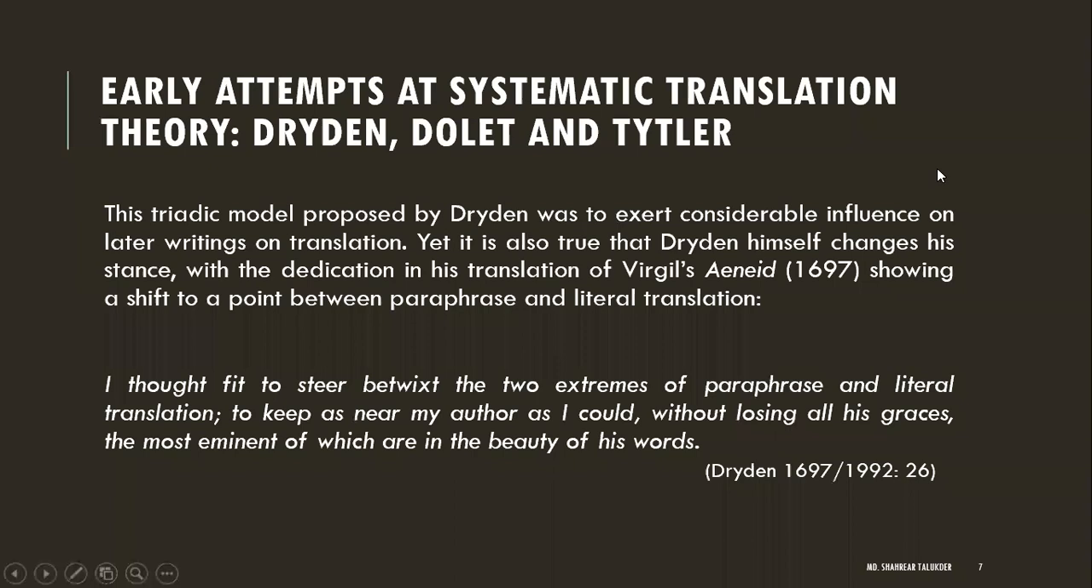Now, in the next slide. The triadic model, that means those three, metaphrase, paraphrase, and imitation, proposed by Dryden was to exert considerable influence on later writings and on translation. Yet it is also true that Dryden himself changes his stance with the dedication in his translation of Virgil's Aeneid, showing a shift to a point between paraphrase and literal translation. So you see, Dryden was in support of paraphrase, but later on, when he started translating Virgil's Aeneid, he changed his stand.